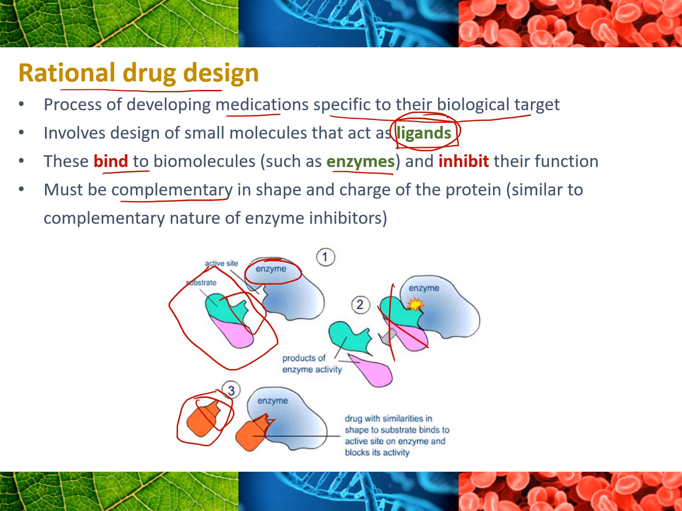So what rational drug design would do is create this molecule where this end bit is actually the same as that substrate. It's complementary to the active site of the enzyme, and now this molecule can bind with the enzyme instead and block the active site so that the substrate can't bind with it. So that's why it needs to be complementary in shape and also in charge. What that means is if this enzyme here was positively charged, the molecule would be negatively charged.